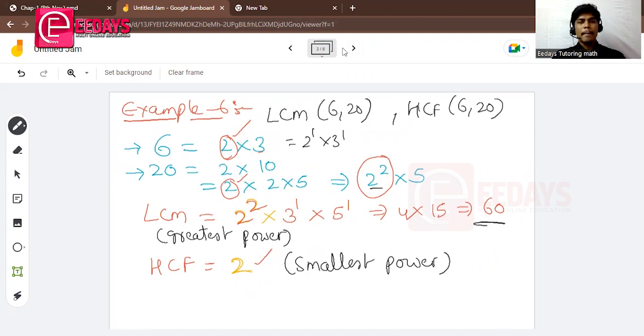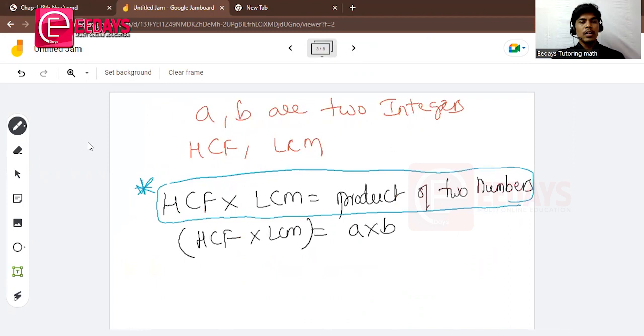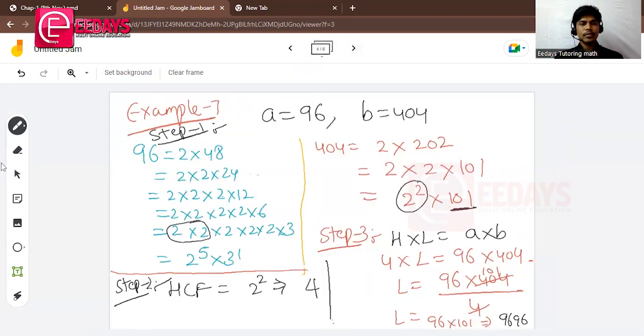Now coming to the new concept. Given two numbers, two integers, the relation between HCF and LCM of the two numbers is: HCF into LCM is equal to the product of the two numbers. We solve all the example parts in the next slides. In example one, first take A into B, write the product of prime factors, and substitute all those things like this.